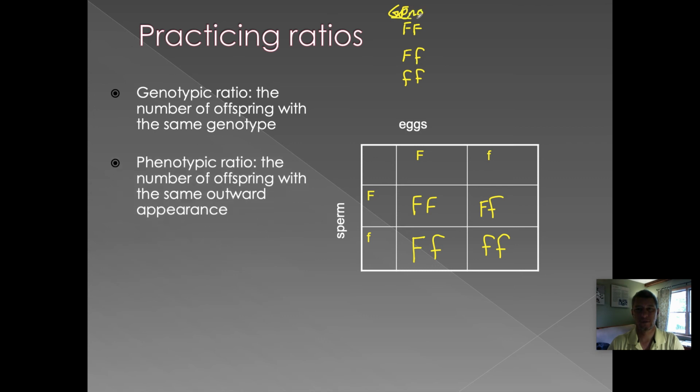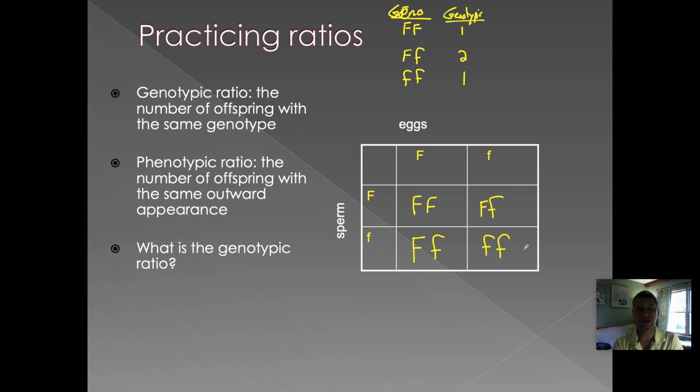Now, the ratio in this particular example, the genotypic ratio: well, we've got four potential types of offspring, and we would expect that one of them will be homozygous dominant, two of them will be heterozygous, and one of them will be homozygous recessive. And so, what is the genotypic ratio? Well, in this particular case, it's 1 to 2 to 1.